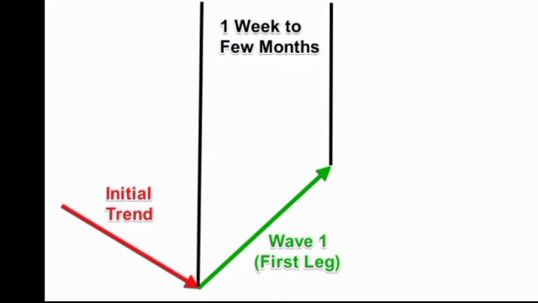The first wave of the measured move is an impulsive leg which begins to correct the prior trend. The occurrence of the impulse leg can often occur as part of a double bottom or inverted head and shoulders pattern. Also, the beginning of the first leg could also come after a period of consolidation.